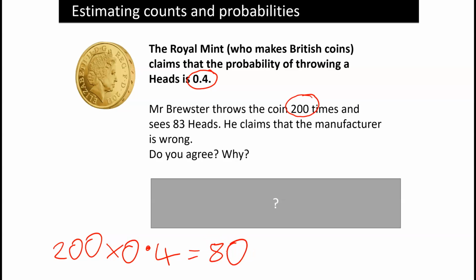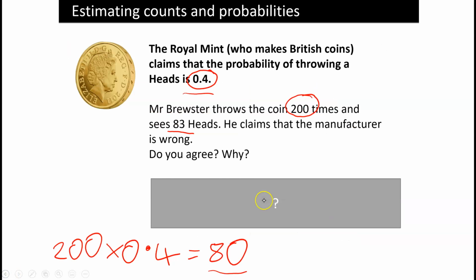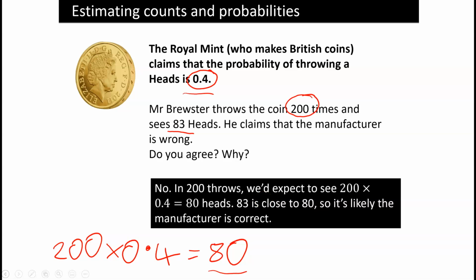Well, he got 83 when he did it. If we follow the probability, it is 80. So I would say that he is wrong, because 80 and 83 are very close. Bear in mind we're doing experimental probability, so it's not going to be exactly the same every time. It's all to do with how many chances you get when you flip the coin. So again, we're doing 200 times 0.4, and if we uncover the grey box, it will explain that. If I press the right thing, there we go. So it's likely the manufacturer is correct.